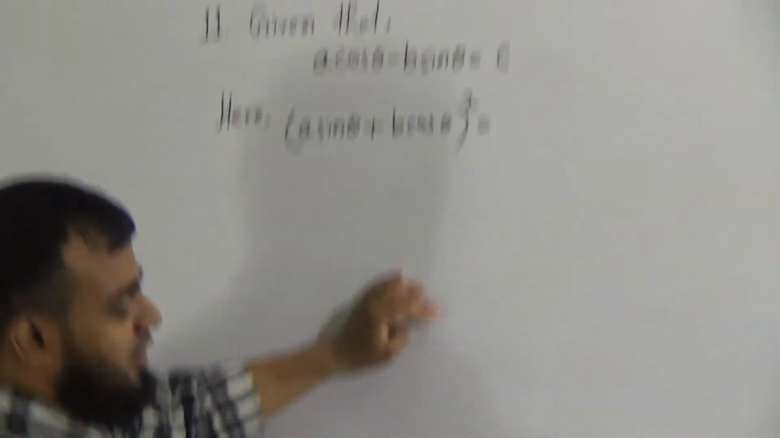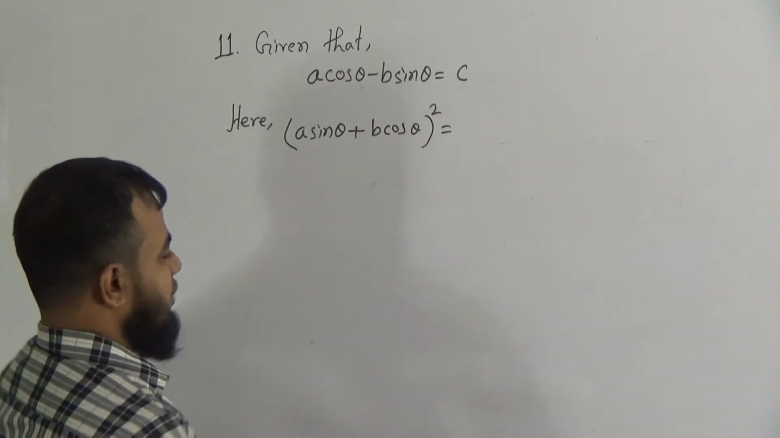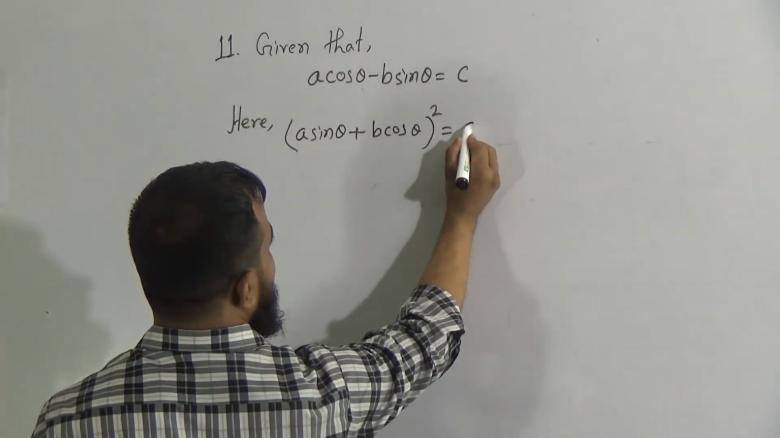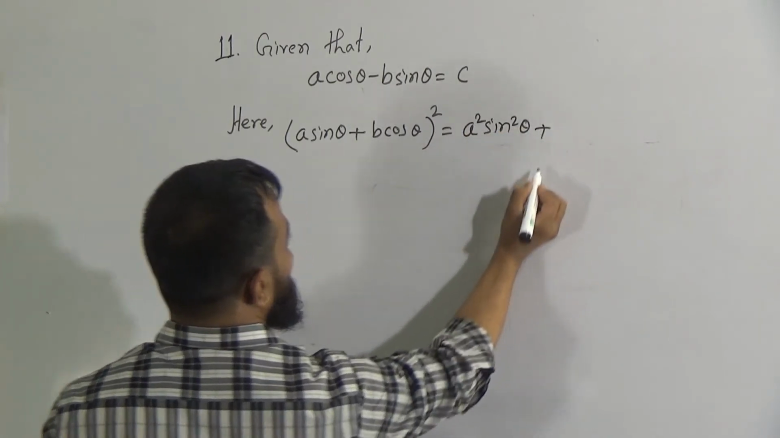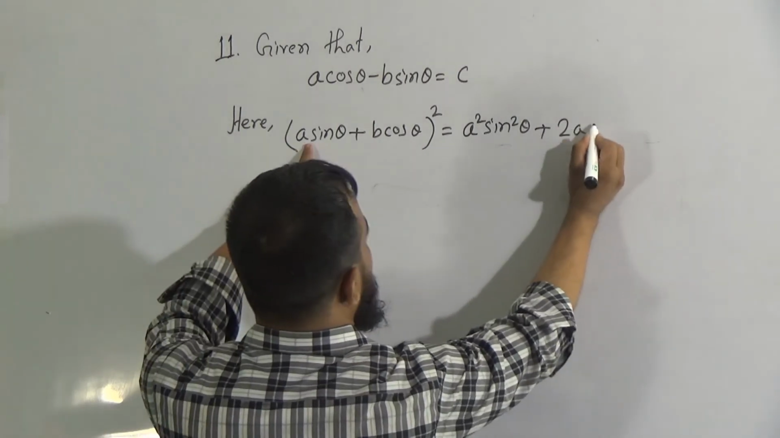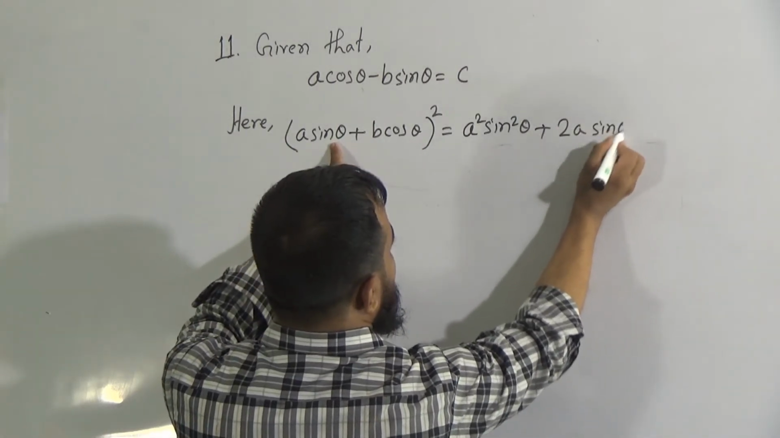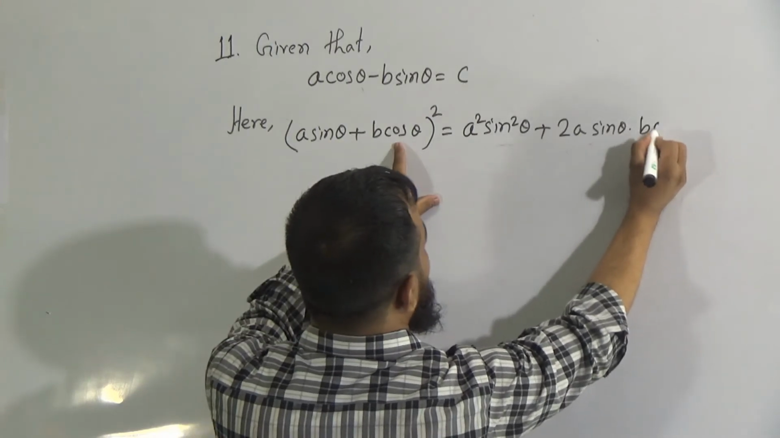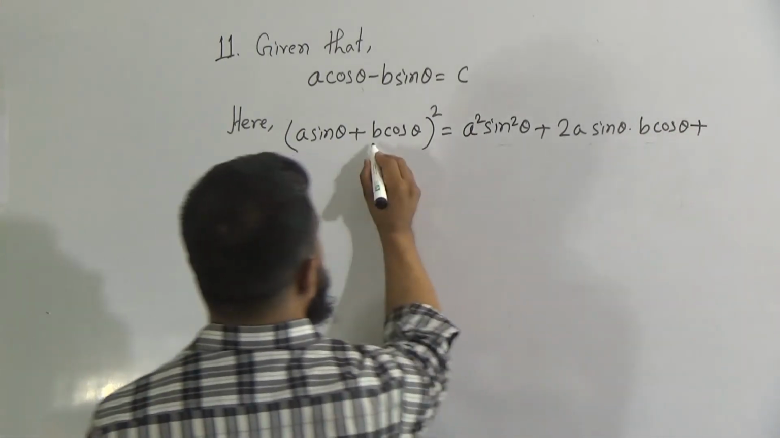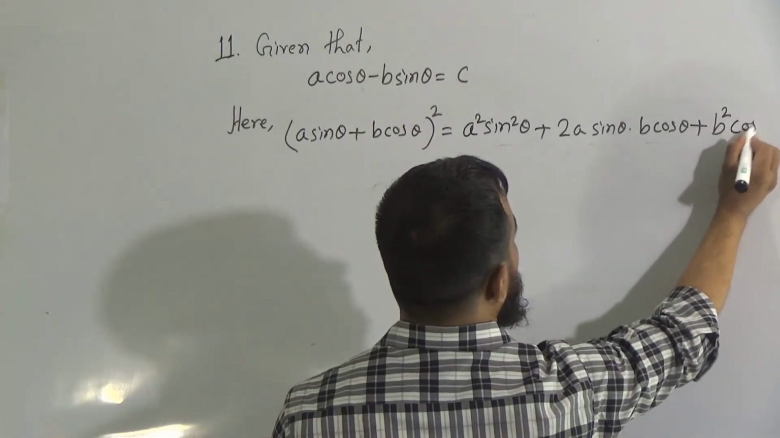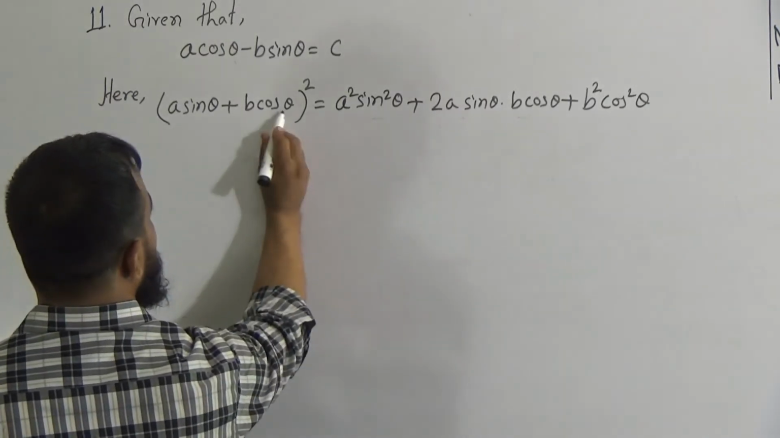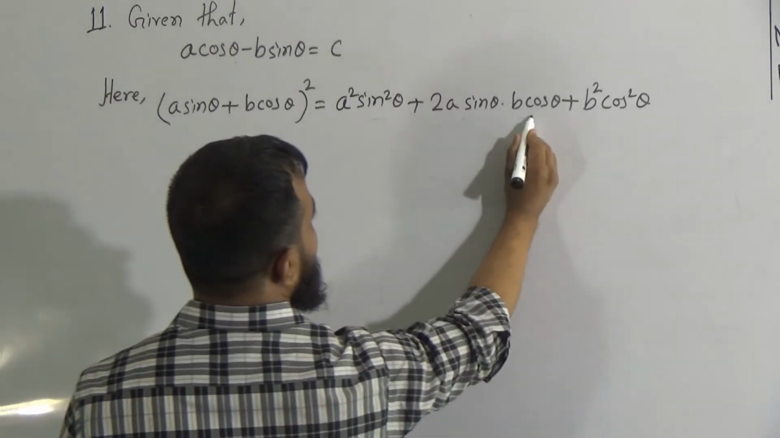That's why at first I have taken the left side as a square. Here, (a plus b) whole square, we can assume this one as a, this one as b. So we can write a square plus twice ab plus b square. A square means a square sin square theta, plus twice ab, 2a sin theta into b cos theta, plus this one is b, so we can write b square, that means b square cos square theta. It is (a plus b) whole square, that means a square plus twice ab plus b square.